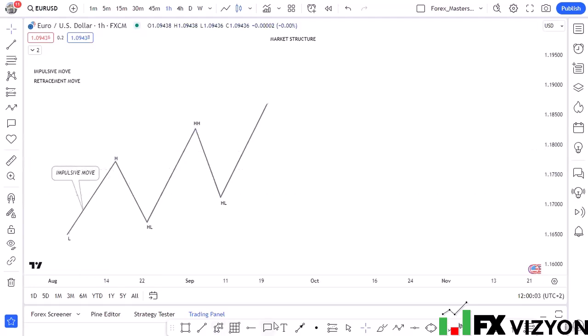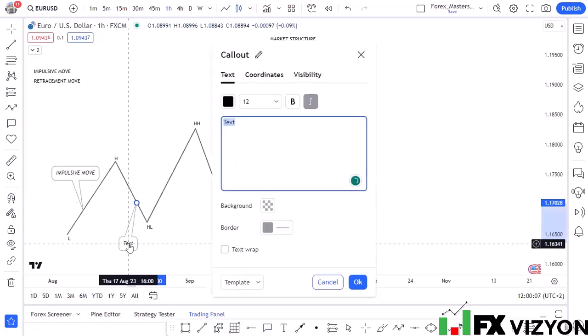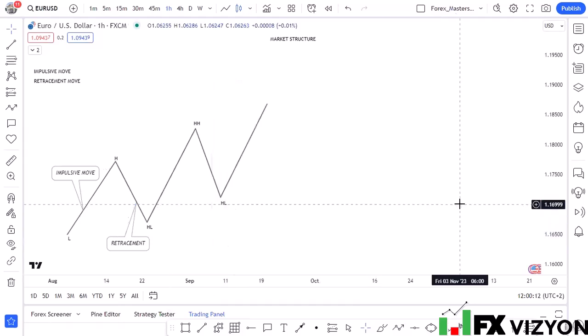And then the market is also made up of a retracement. A retracement can be called many names. It is called an impulsive move which pushes up or which creates a new high or a new low.